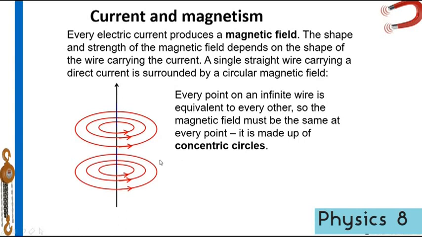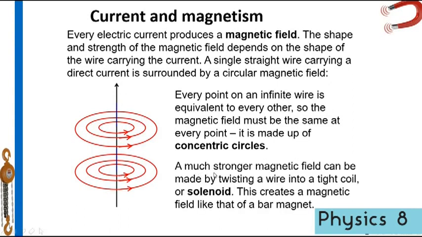Now, what is very important is that if we were to take any point on this wire, then at any particular point on that wire, the magnetic field strength is going to be the same. And the magnetic field is made up of concentric circles representing the magnetic field. So it doesn't matter where you are on this wire, the magnetic field will be the same at every particular point on that wire.